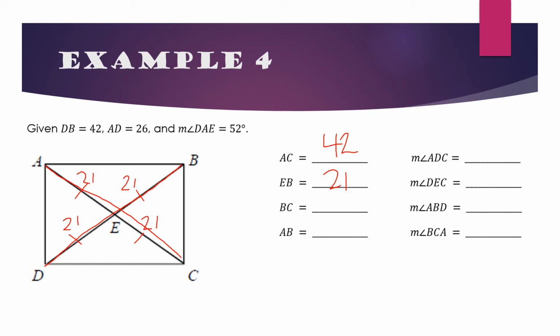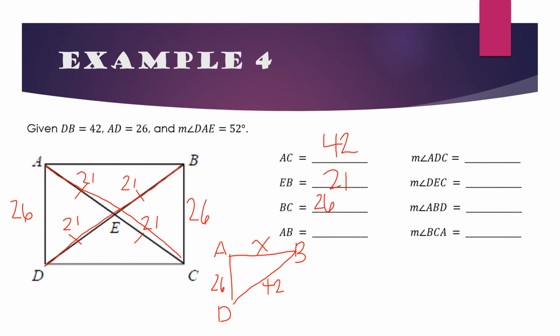All right, we are also told that AD is 26, and if AD is 26, opposite sides are congruent, so BC is also 26. And then we're asked to find AB. We are going to have to calculate AB. To do that, I am going to draw part of your rectangle. I'm going to draw ABD. AD we were told was 26, DB we were told was 42, and we don't know what AB is.